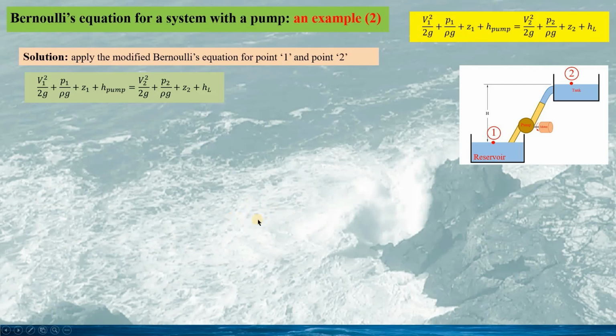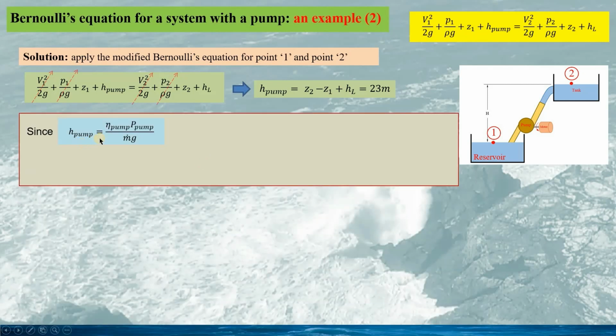In the solution, we can apply the modified Bernoulli's equation for point 1 and point 2 given in this equation. Here, since V1 and V2 are both 0, these two terms vanish, and these two terms cancel each other because P1 and P2 are both the same as the atmospheric pressure P0. Therefore, from this equation, we can obtain H pump equaling this. So we have H pump of 33 meters for this problem.